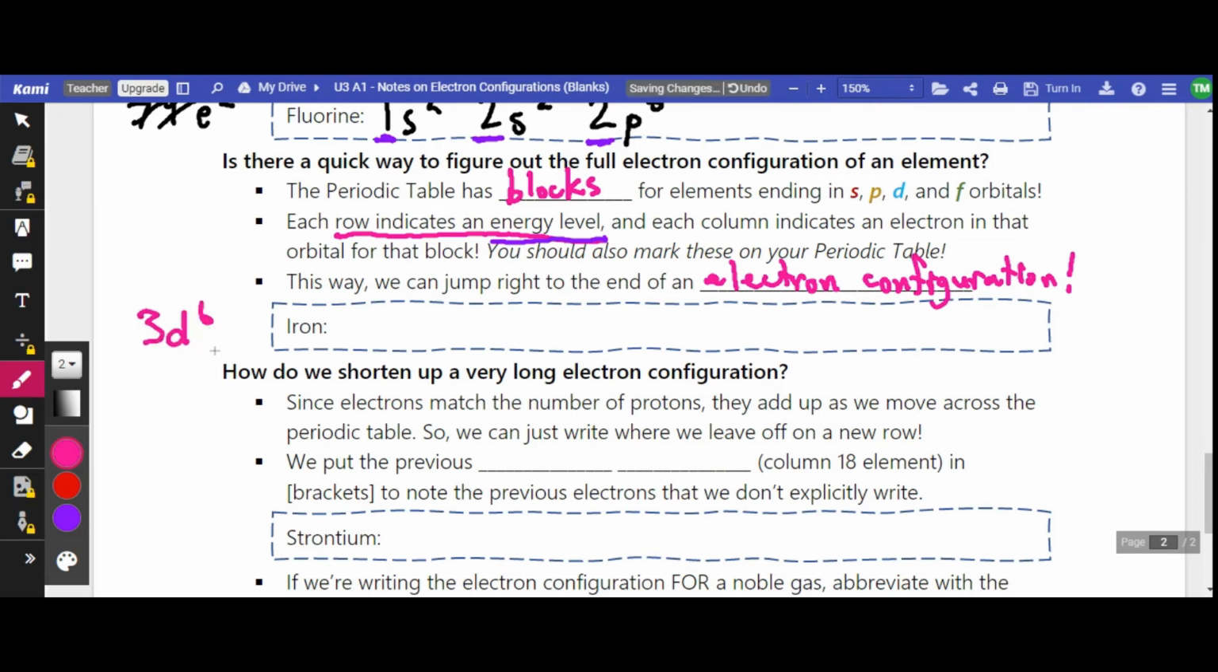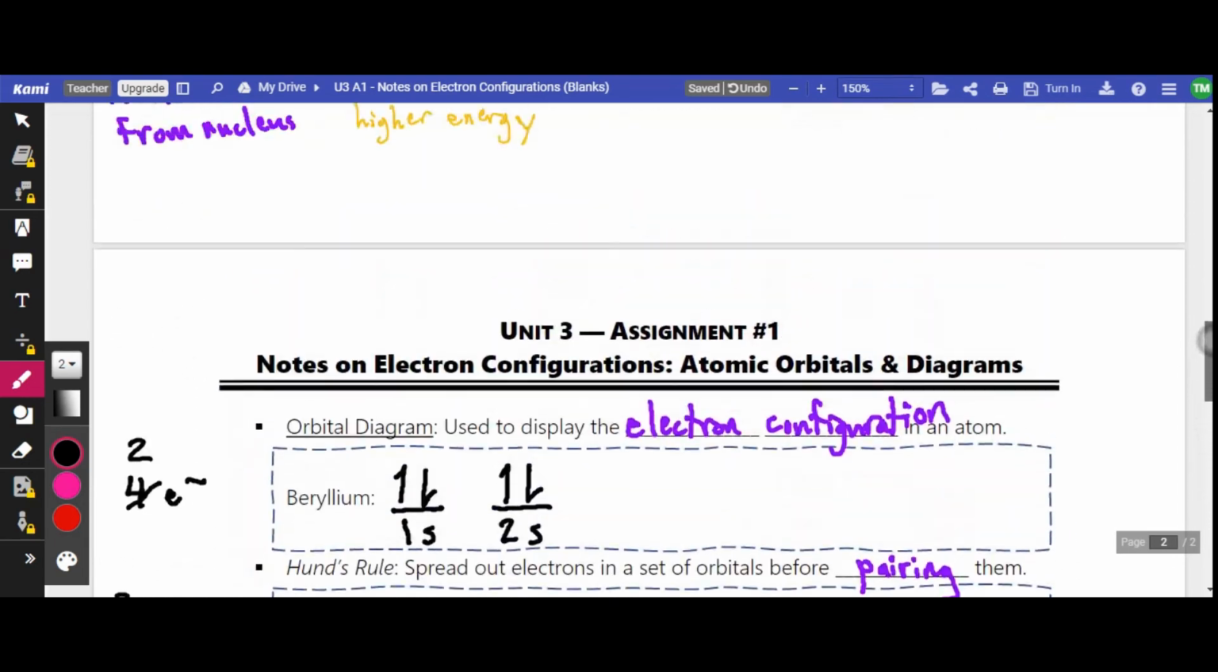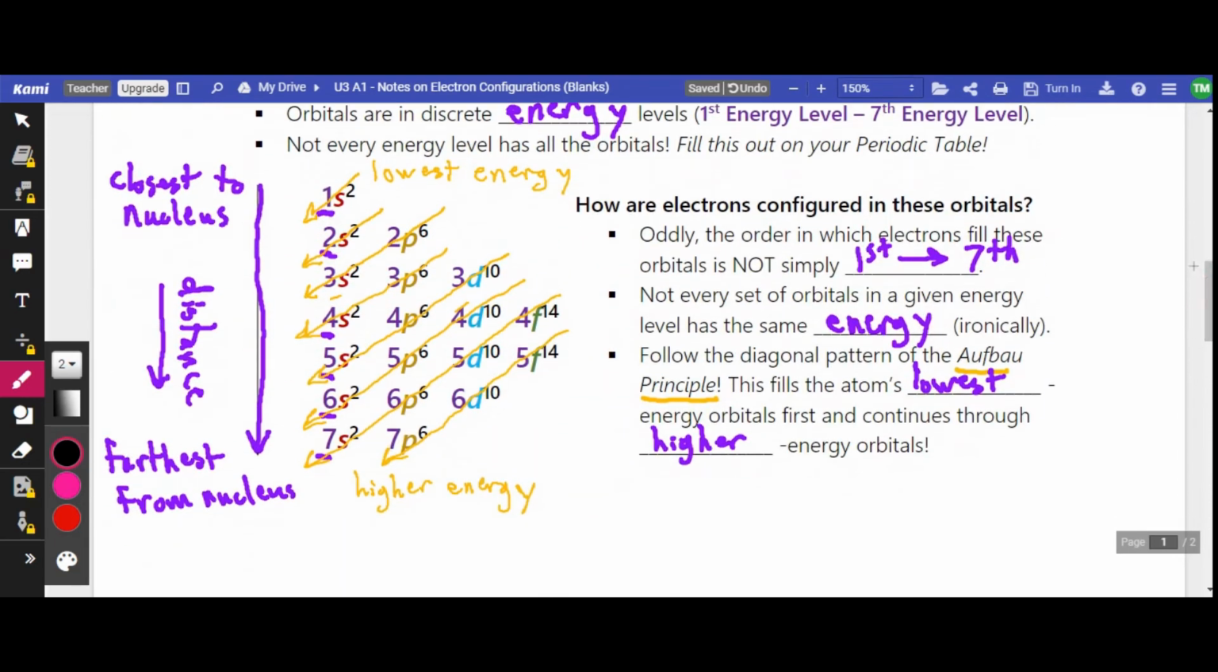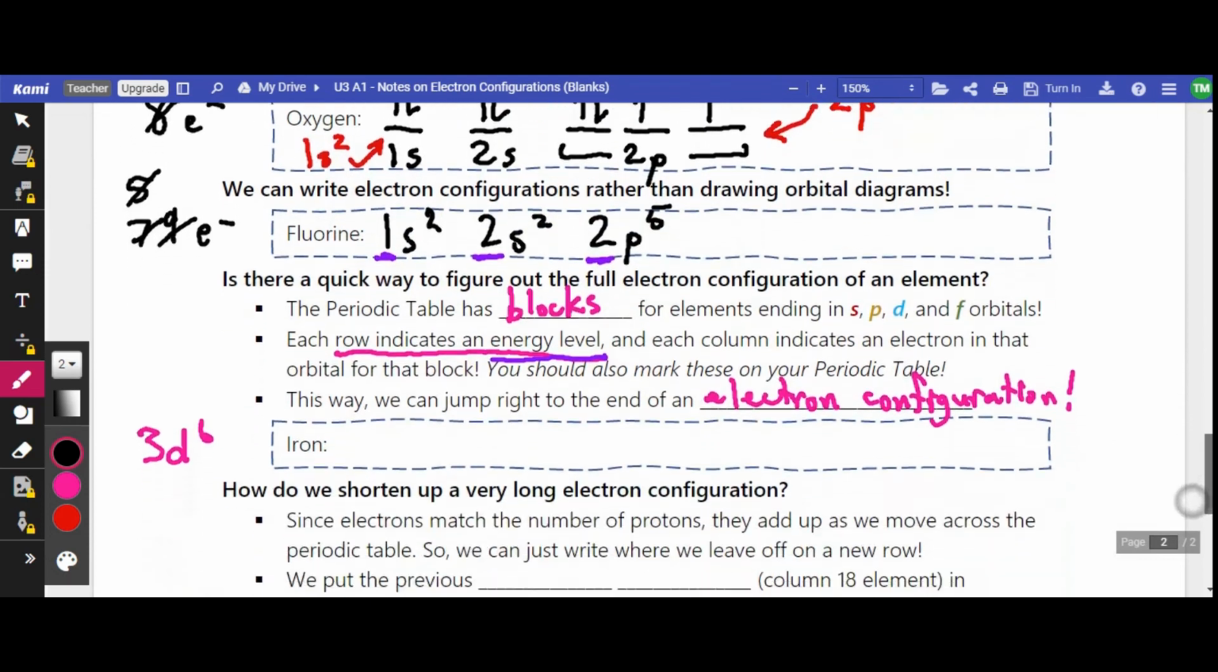All right. So I just have to write out everything that gets up to that point. If I look at my diagonal chart here, that means I'm going to go through 1s2, 2s2, 2p6, 3s2, 3p6, 4s2, 3d, and then I don't have enough to make the whole 3d10, so I just stop at 3d6. So let's write that out.